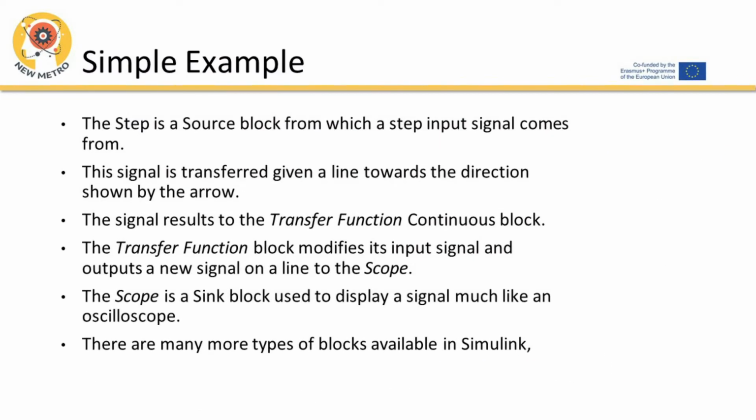Simple example. The step is a source block from which a step input signal comes. This signal is transferred given a line towards the direction shown by the arrow. The signal results to the transfer function continuous block. The transfer function block modifies its input signal and outputs a new signal on a line to the scope. The scope is a sink block used to display a signal much like an oscilloscope. There are many more types of blocks available in Simulink.